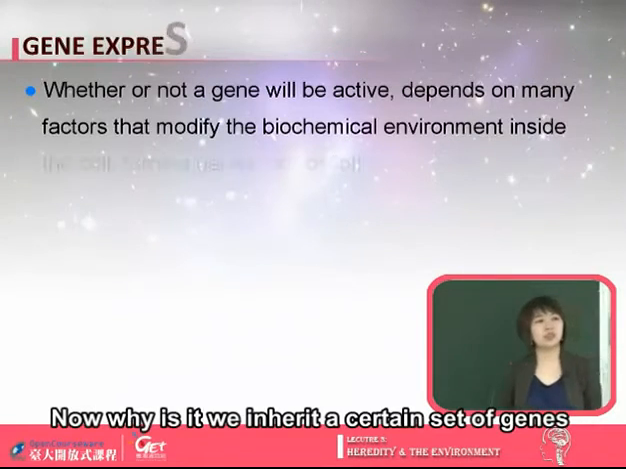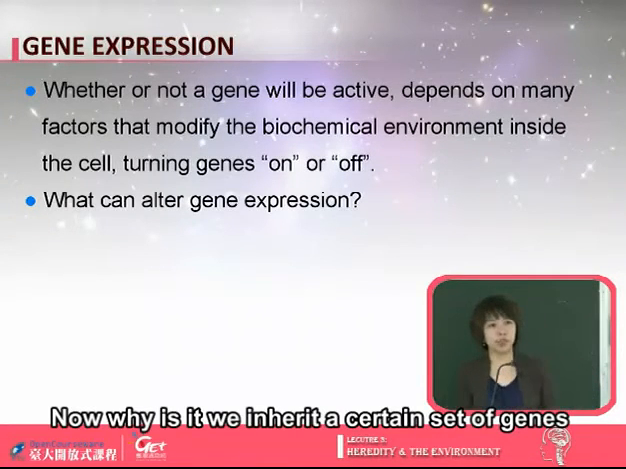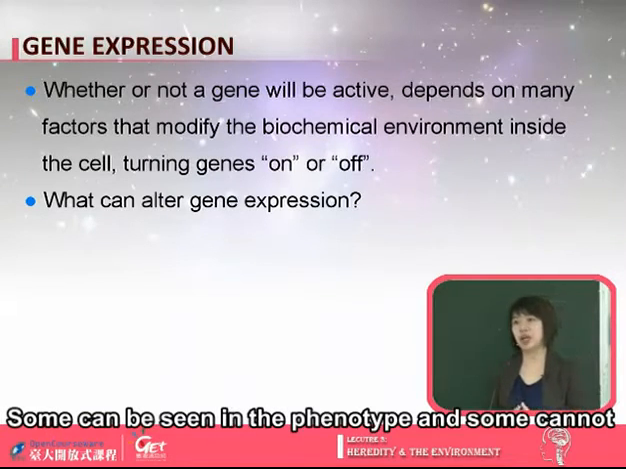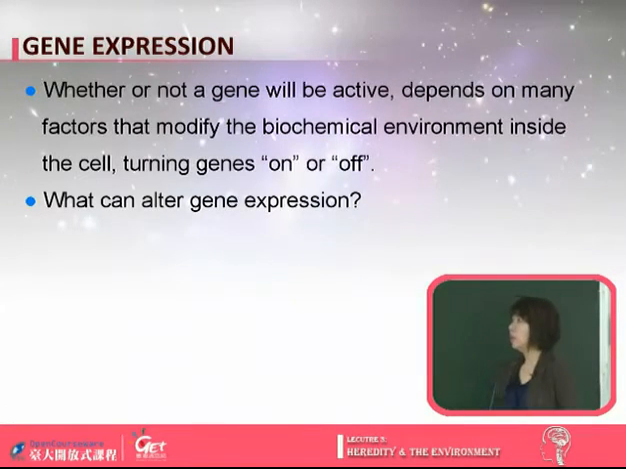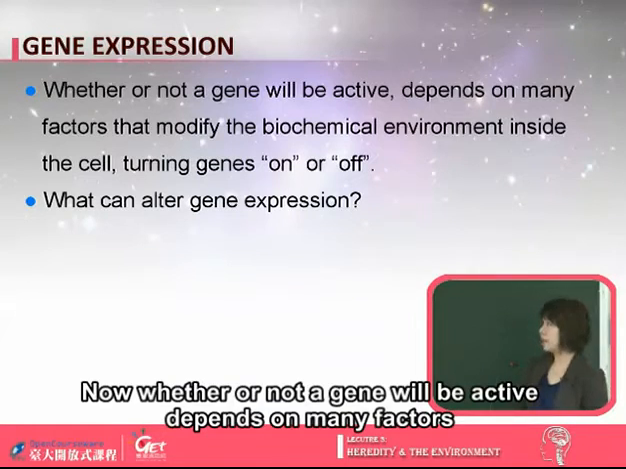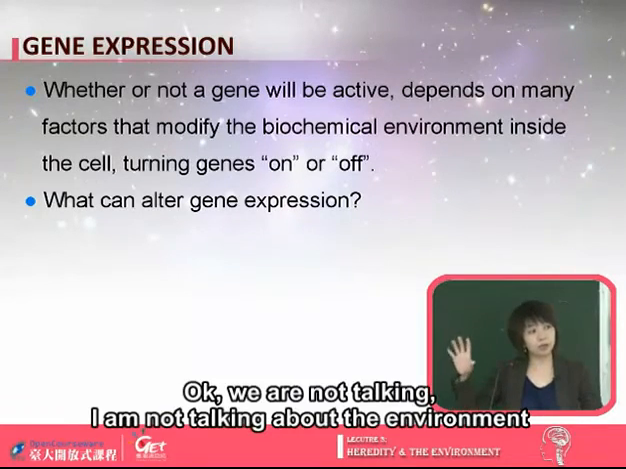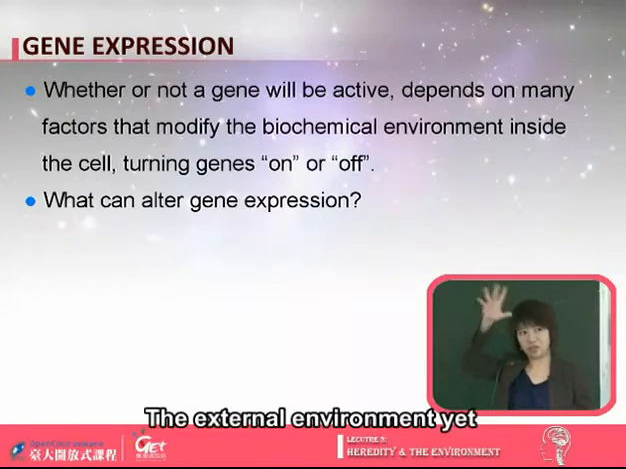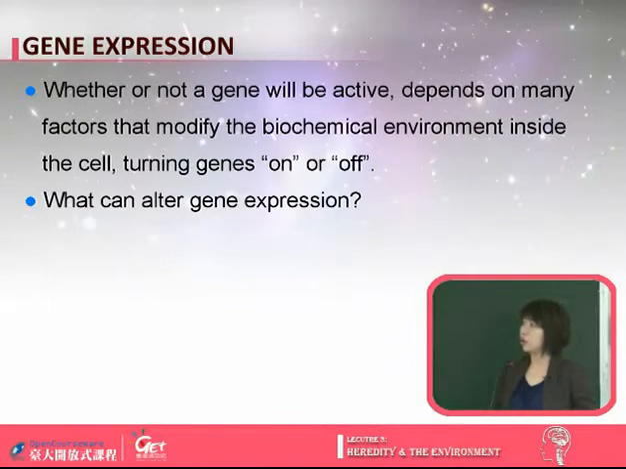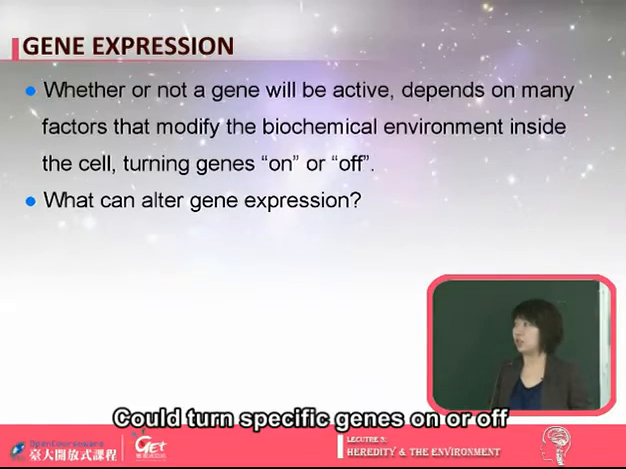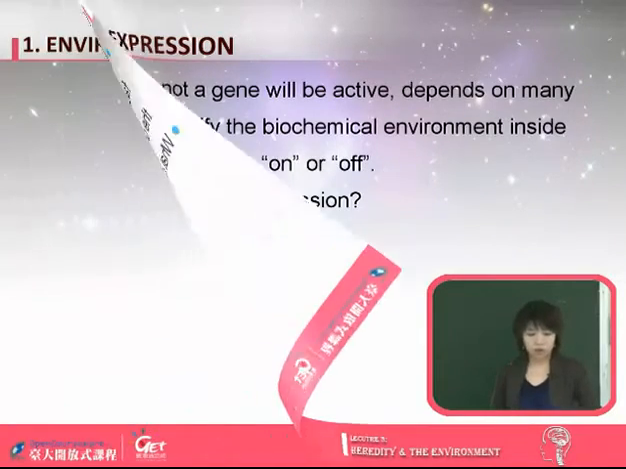Now, why is it we inherit a certain set of genes? Some get expressed. Okay, some can be seen in the phenotype and some cannot. Now, whether or not a gene will be active depends on many factors that modify the biochemical environment inside the cell. Okay, I'm not talking about the external environment yet. So the biochemical environment inside the cell could turn specific genes on or off.